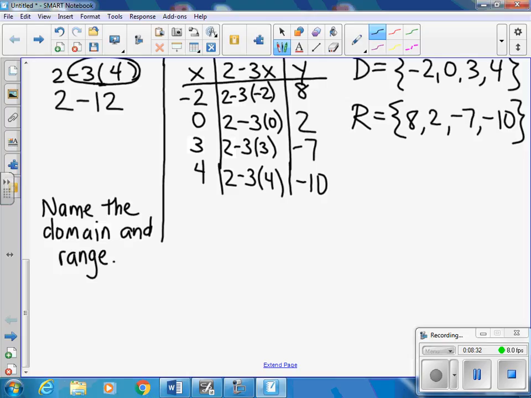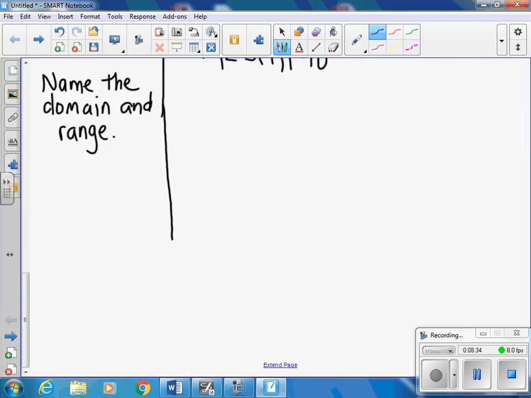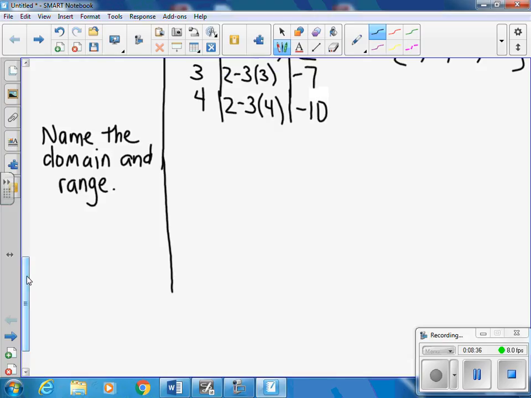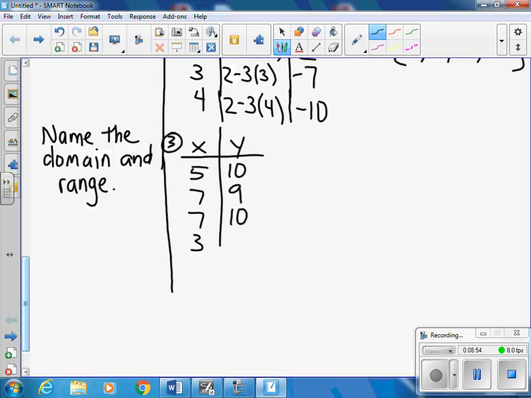Okay, so once the tables are here, we're going to name the domain and range for them. Right, and the tables are not going to have that middle column because you don't need to know what the rule is. You just need to know what the x values and the y values are. So for our first table, this is problem number 3, it's going to have 5, 7, 7, and 3 in the x spot, and then it's going to have 10, 9, 10, 9 in the y spot.